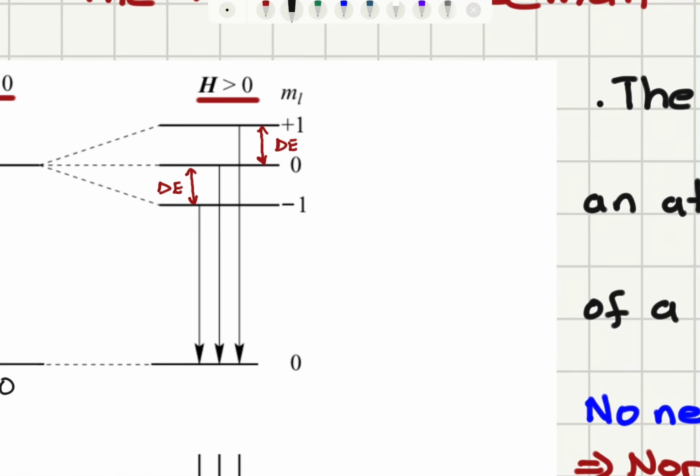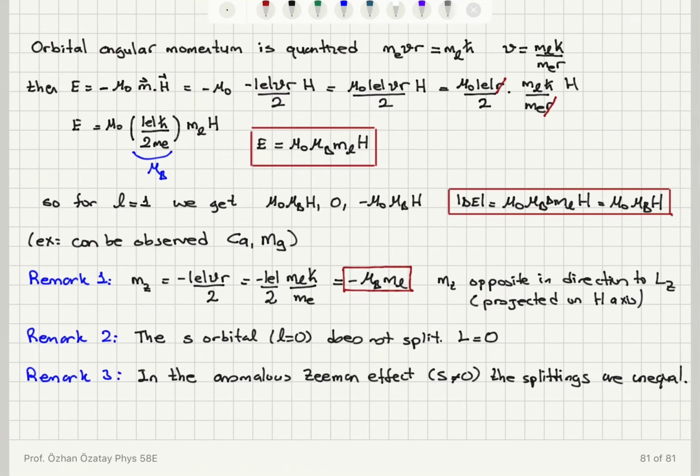So this is going to be mu 0 mu B H. It's controlled by the external magnetic field. However, the energy of the split levels will be determined by also the m sub l value. And this can be observed in an element that doesn't have a net spin angular momentum like calcium or magnesium.